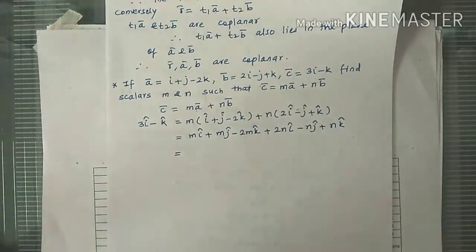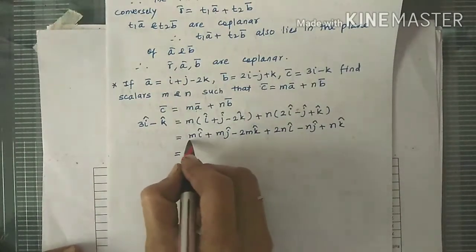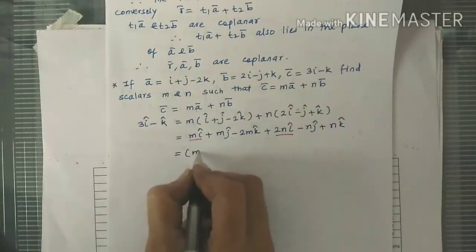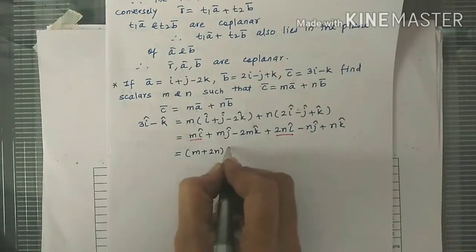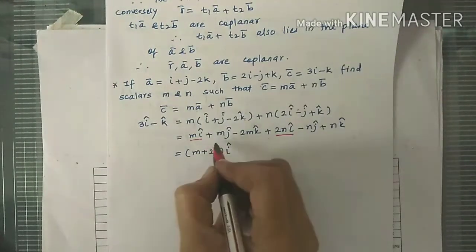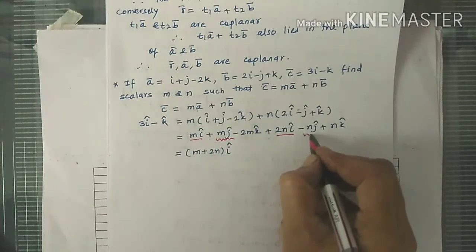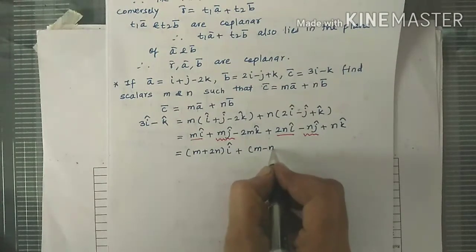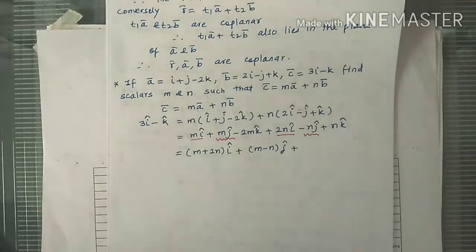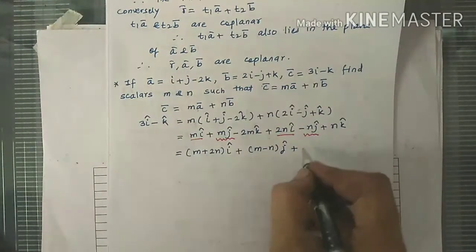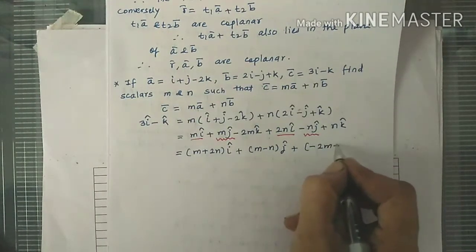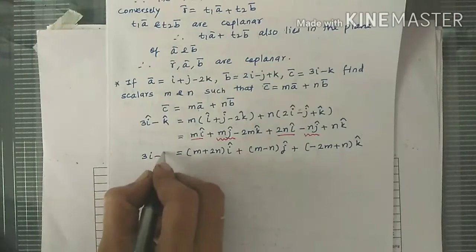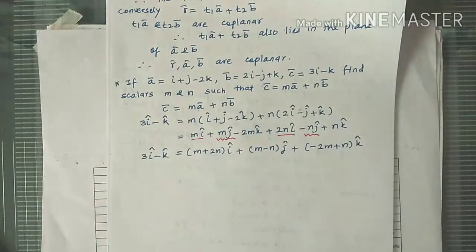Now let's collect terms in i, terms in j and terms in k. So these two are terms in i. Taking i cap common, we have (m plus 2n) i cap. Now consider terms in j. So m j cap minus n j cap. Taking j cap common, we have (m minus n) j cap. Now the remaining terms are terms in k cap. So those are (minus 2m plus n) k cap. Let's write the left side also, which is 3 i cap minus k cap.